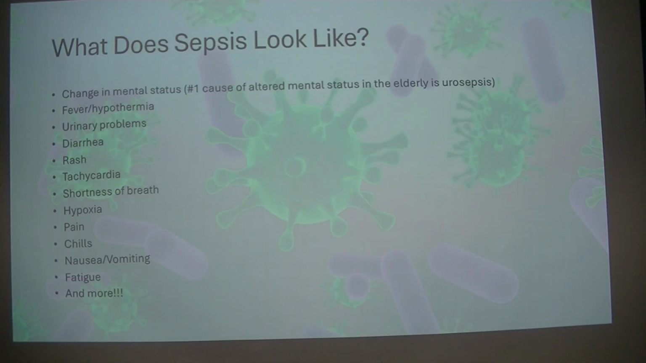So what does sepsis look like in the field? The number one cause of altered mental status in the elderly is urosepsis. So change of mental status, fever or hypothermia without a known cause, urinary problems, diarrhea, rash, tachycardia, shortness of breath, hypoxia, pain, chills, nausea and vomiting, fatigue, and the list goes on. There's a whole litany of things that can present which could be suspicious for sepsis or SIRS.